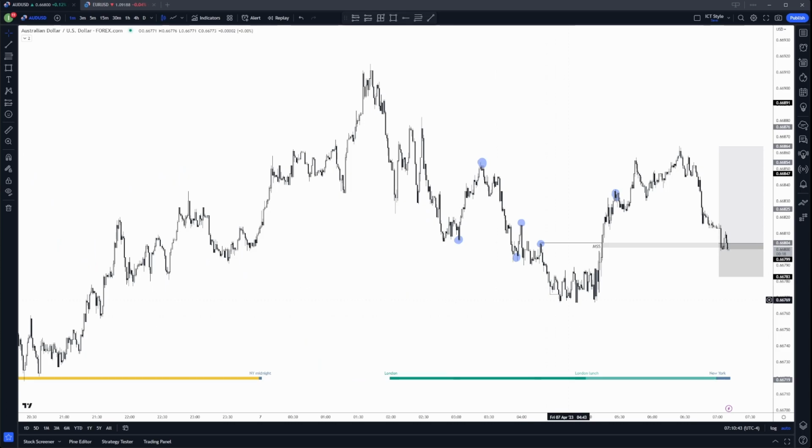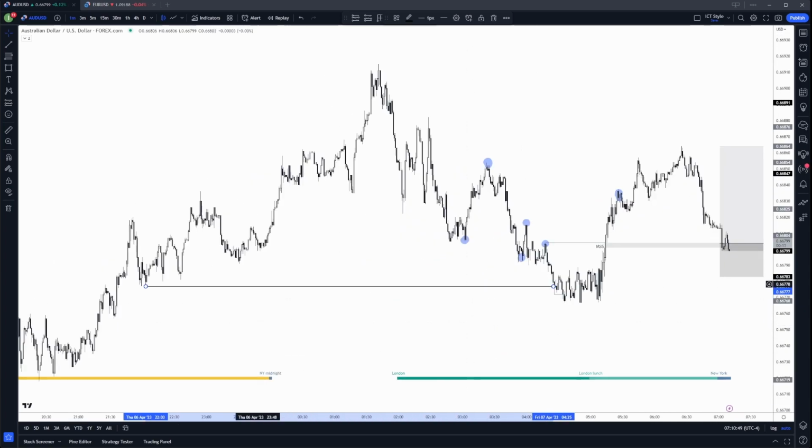And again, if we zoom out, we can see that we actually did take some liquidity to the left here as well. A combination of more liquidity being taken and then also you seeing a sweep of liquidity to the left, which is going to be this right here, is going to build up a strong market structure shift. That's going to be a strong model for you.